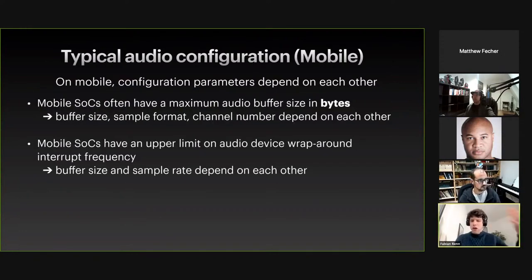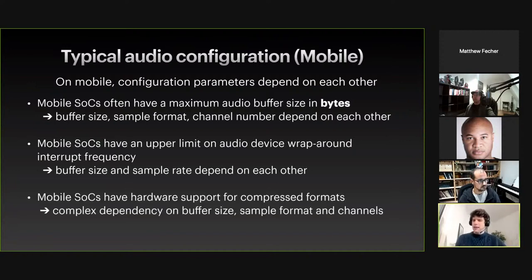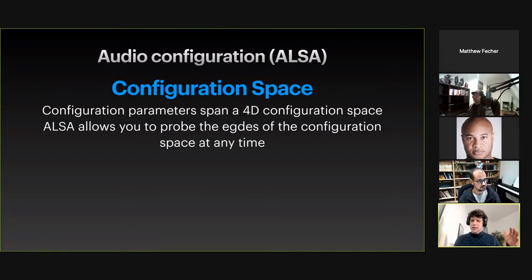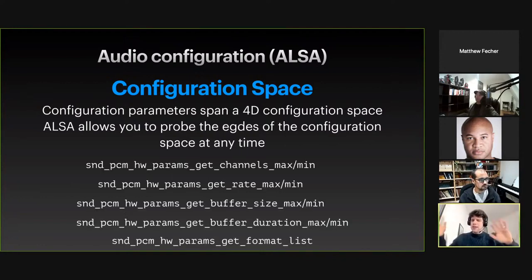So the configuration on mobile is really, really complex. And for ELSA to cater to this, ELSA has this concept of a configuration space. And I really like this idea. A configuration space is sort of these parameters that we saw: buffer size, sample rate, channel numbers, format. They span a 4D space, if you think about it. And ELSA constantly allows you to probe the edges of the space at any given time.